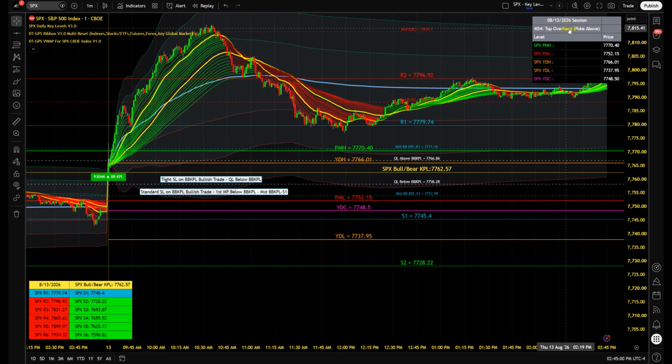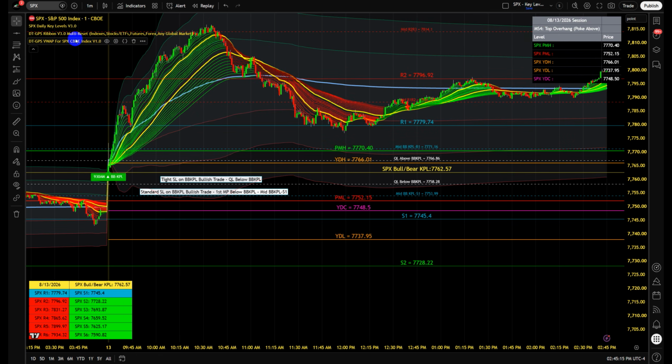You will also get the market scenario for today. Today's market scenario is top overhang, poke above. SPX can only open in one of 6 different market scenario structures. Today is market scenario 4.